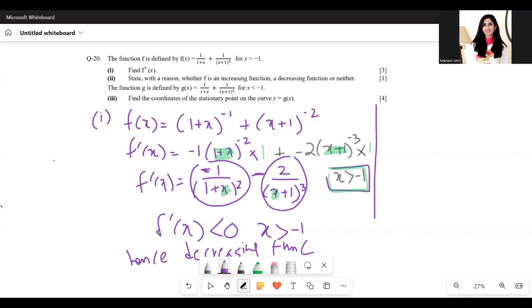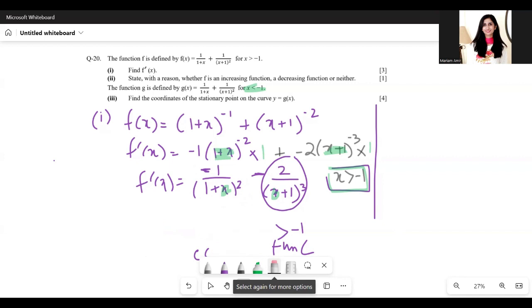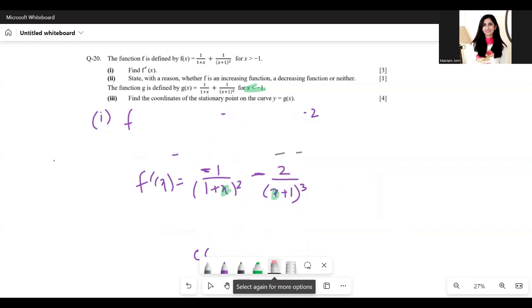Okay. The function g is defined by this. It's the same function f(x), but now the domain has changed. Now x less than -1 is the new domain. Find the coordinates of the stationary point of this curve. Okay, for a stationary point, we differentiate and equate it to 0. So we had already derived this function earlier, which is this, and now we equate it to 0.